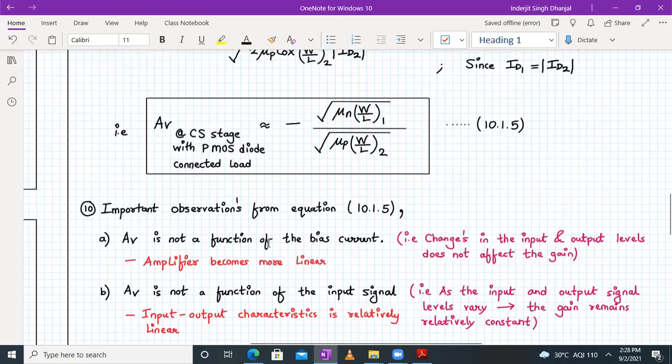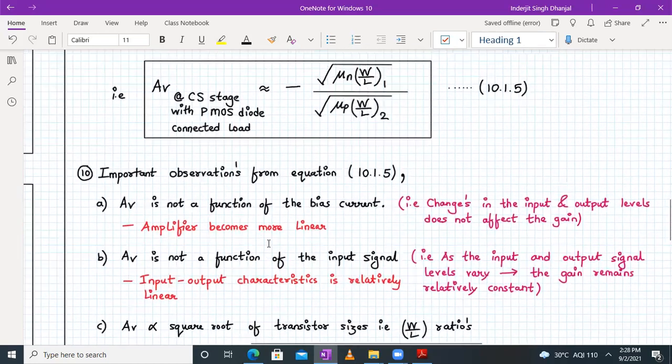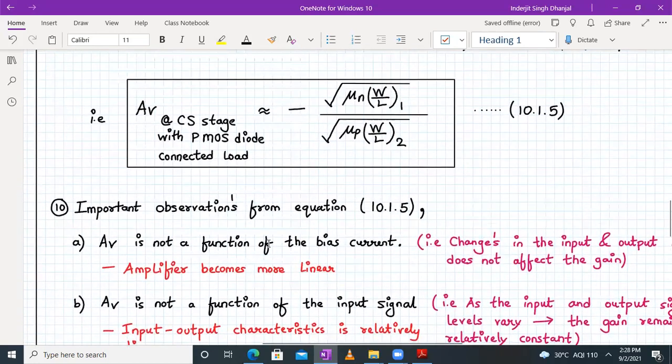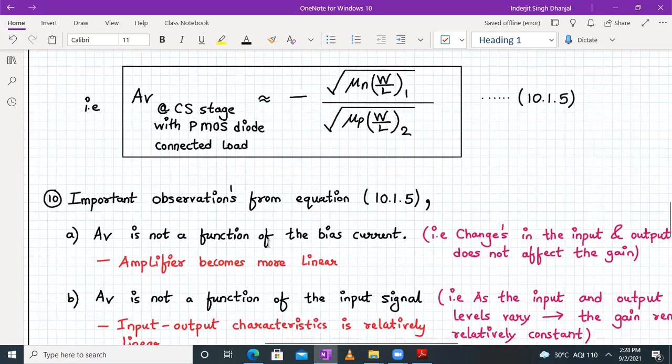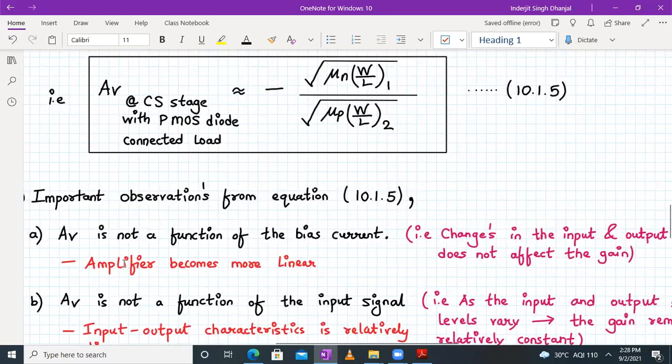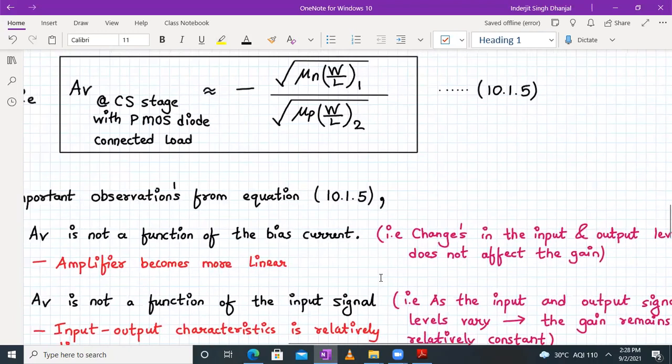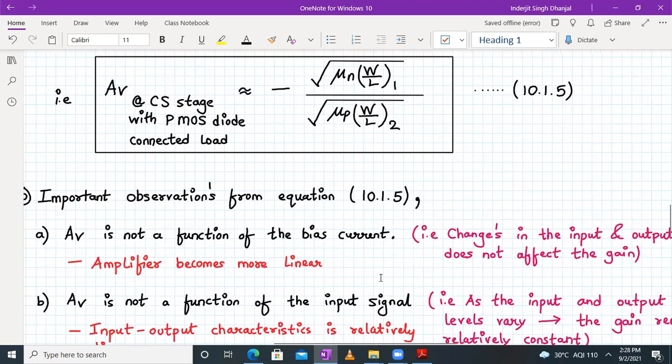Next, there are some important observations from this equation number 10.1.5. The first observation is that the voltage gain Av is not a function of bias current. There is no expression of bias current over here. So that means my amplifier becomes more linear. That means changes in the input and output levels do not affect the gain.